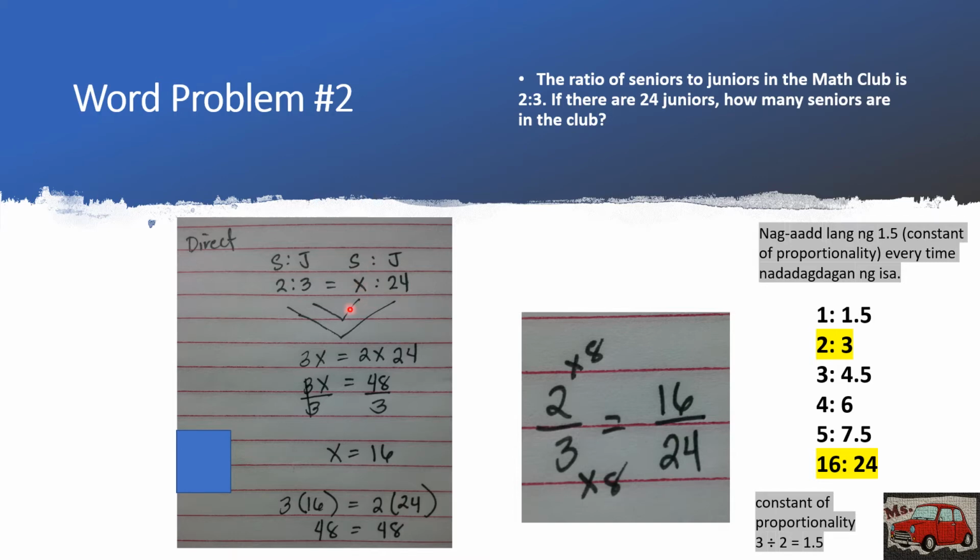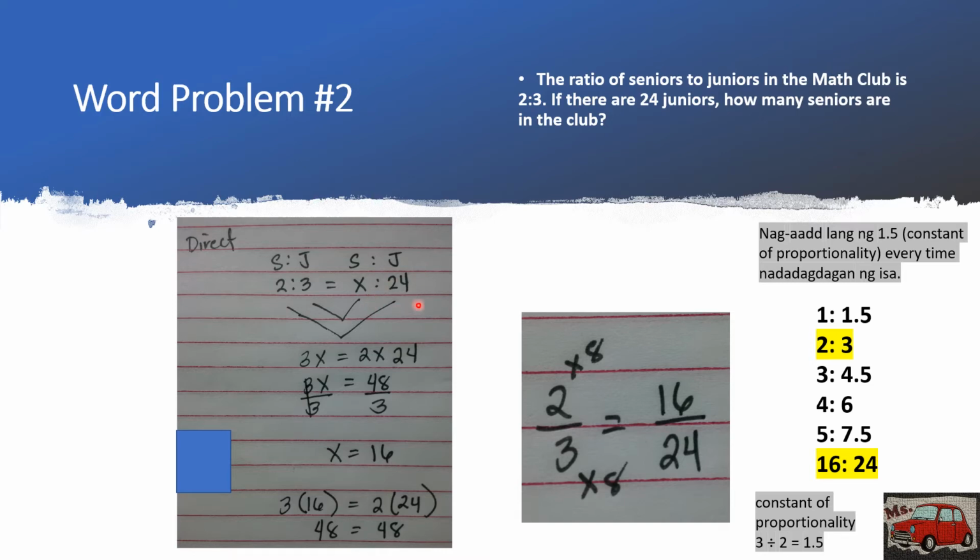So, again, let's do it by multiplying the means and the extremes. So, 3 times x, that is 3x. 2 times 24, that is 48. So, we have 3x equals 48. So, let's cancel 3 by dividing itself. So, we have x na lang, and then 48 divided by 3, that is 16. So, the equivalent of x here is 16. So, the answer for our word problem is 16 seniors.